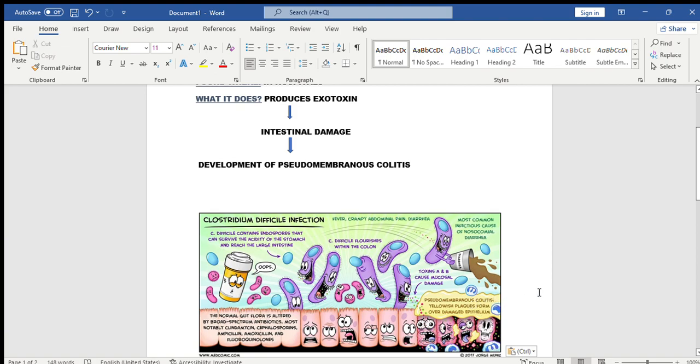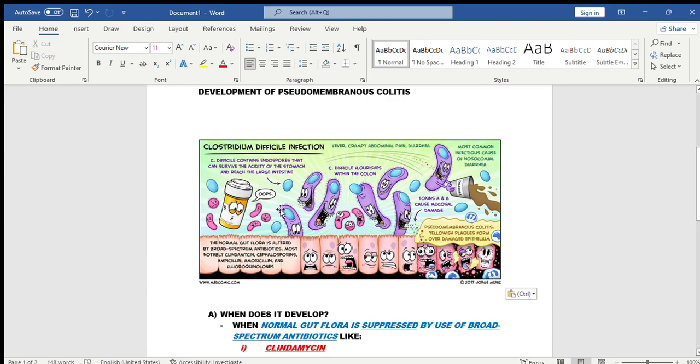Now these are nosocomial bacteria that are within your body, and they become infective when they get the proper environment. So to remember it simply, these are gram-positive rods that produce exotoxins, and these exotoxins damage the mucosa, resulting in the development of a condition called pseudomembranous colitis. Right, so this picture will help you remember.